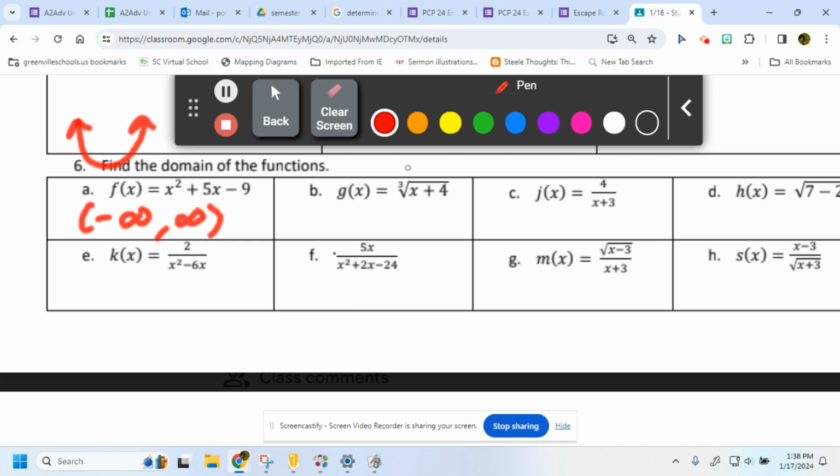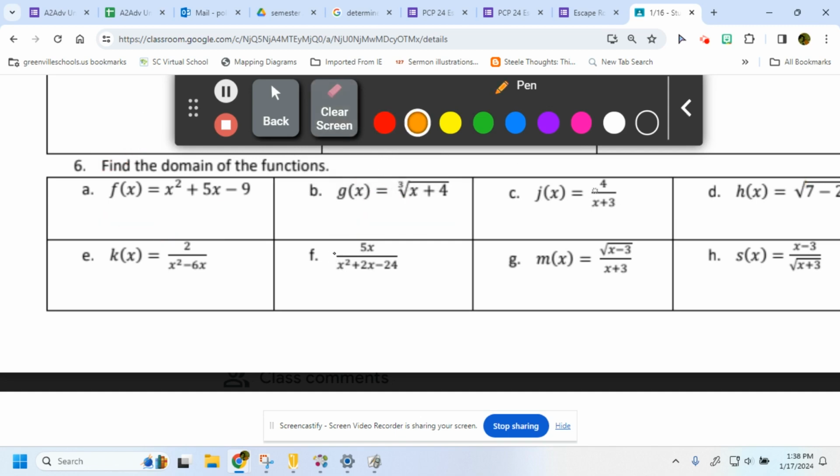To make it simple, if it's a cube root, where the index in the radical sign is odd, that cube root is always all real numbers. This one here is a square root, so we cannot use that one. That's it. Those two are the only cases where we are just going to use all real numbers. The rest of them, we have to do some work.